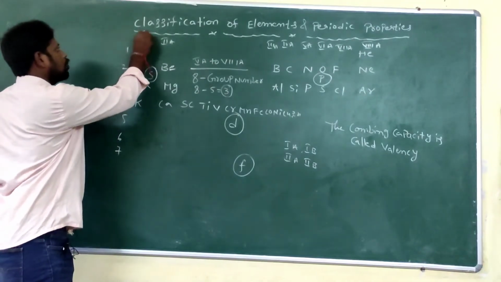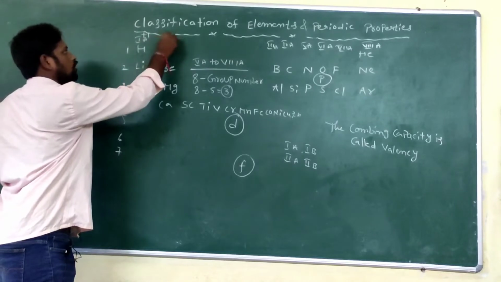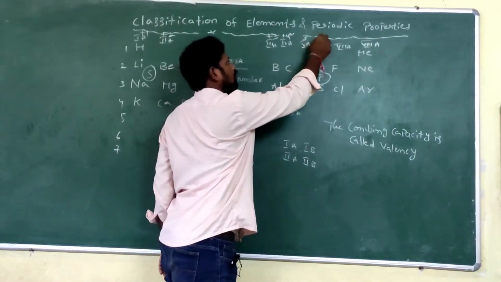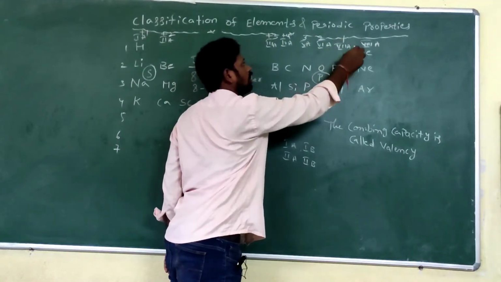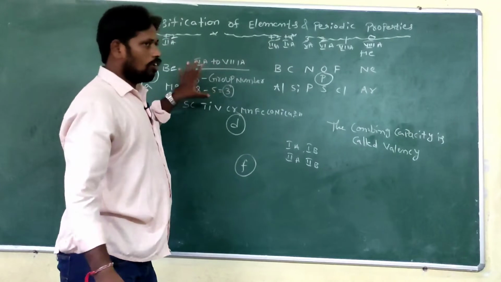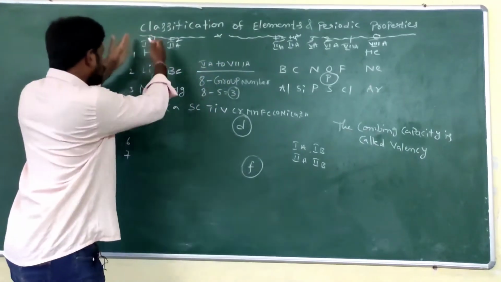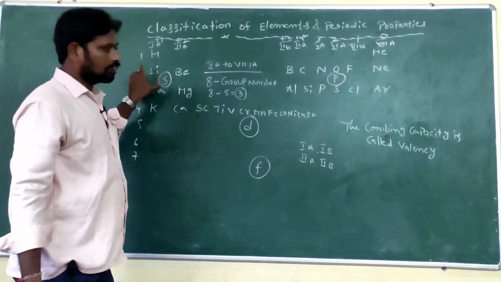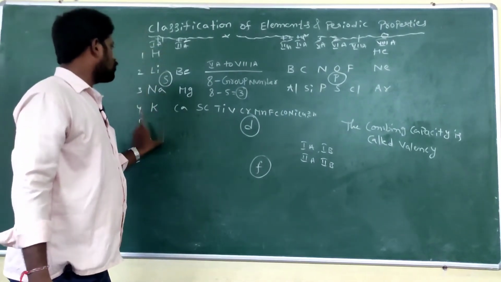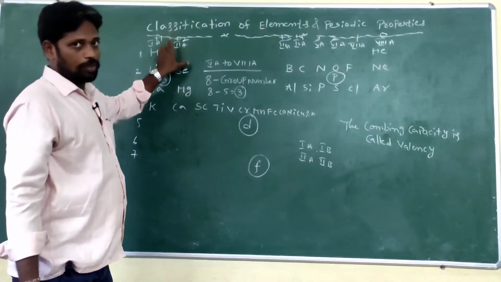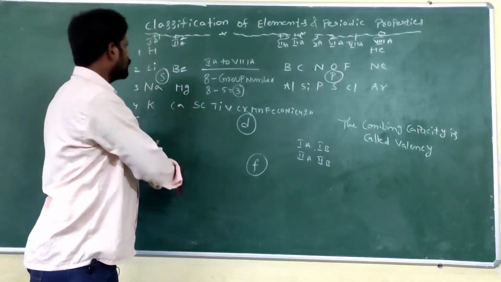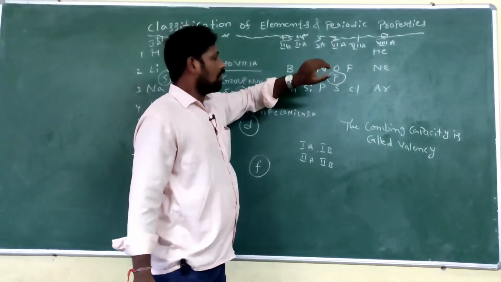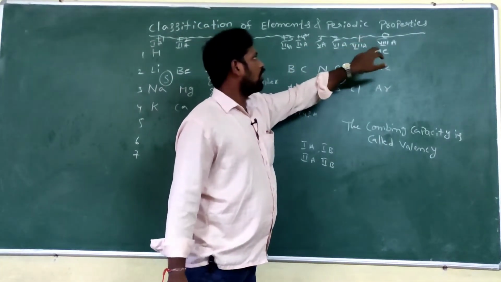Now you write it: 1A is plus 1 valency, 2A is plus 2 valency, 3A is plus 3 valency, 4A is plus 4 valency, then 5A is 3, 6A is 2, 7A is 1, and 8A is 0 valency. That shows how valency differs. The 1A group elements all have a plus 1 charge, so charge and valency are equal. The 2A group has the same valency, and physical and chemical properties are also the same. All 2A group elements have plus 2 valency, 3A plus 3, 4A plus 4, 5A 3, 6A 2, 7A 1, 8A 0.